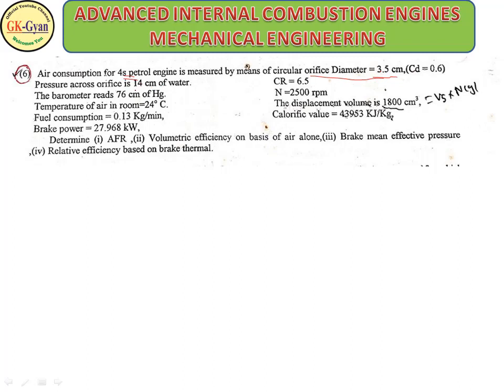CR, compression ratio, is given 6.5. Barometer reads 76 centimeter of Hg. Then temperature of air in the room is 24 degrees centigrade. Fuel consumption is 0.13 kg per minute. Brake power is 27.968 kilowatt. The speed is 2500 rpm. Displacement volume is given 1800 centimeter cube. Calorific value is 43953 kilojoule per kg.